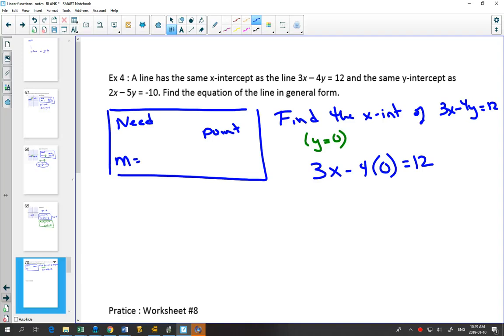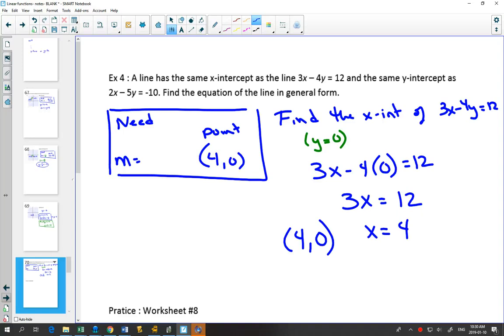find the x-intercept of 3x minus 4y equals 12. How do we find an x-intercept? Make y equals 0. Oh, excellent. Yes, we make y equals 0. So you plug in 0 for y. And we now know that we have, x goes first, (4, 0). And technically you could then say, yes, I found a point. But I still need the slope.